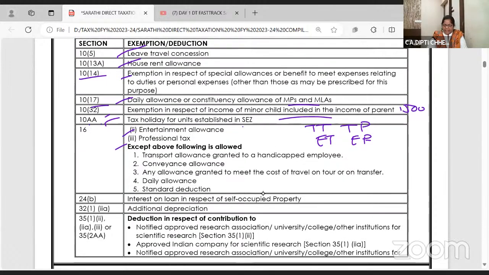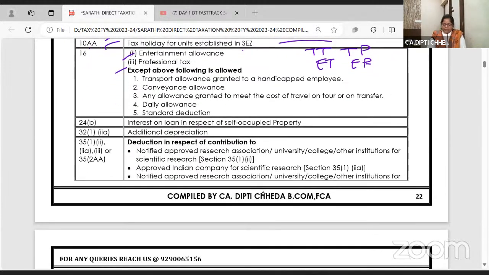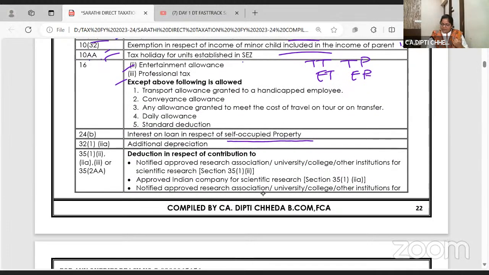Profession tax नहीं मिलेगा. Deduction. In case of house property, self-occupied house property, there is always... After this, we will take a break after completing this part, and the class will go on till 1:30. Okay. Interest on loan.